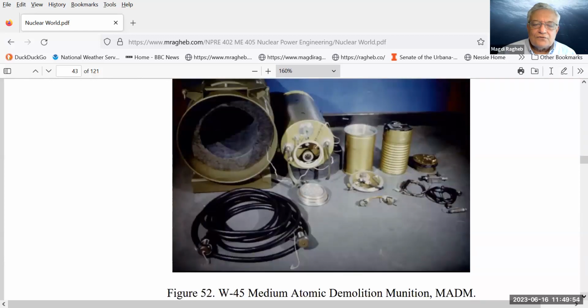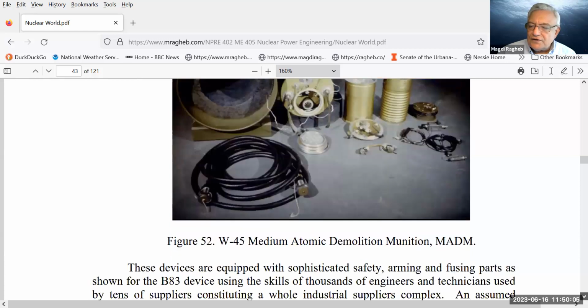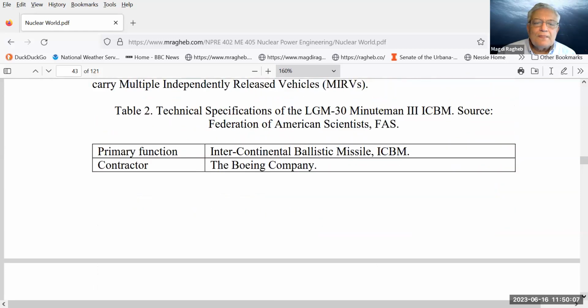The warheads have also been generated on a very small scale as demolition munitions, maybe 1 kiloton only, to destroy a bridge or a dam, like they destroyed the dam somewhere in the Ukraine.